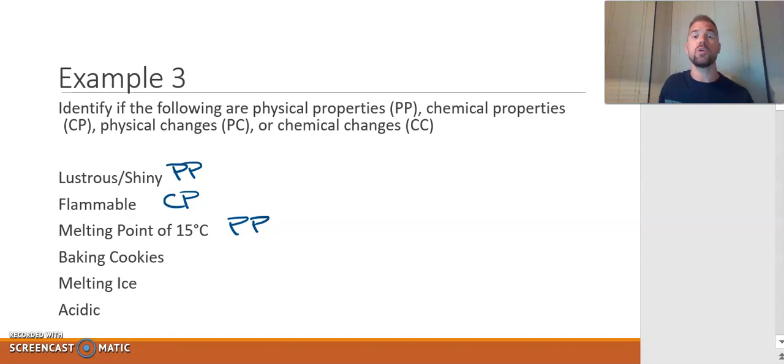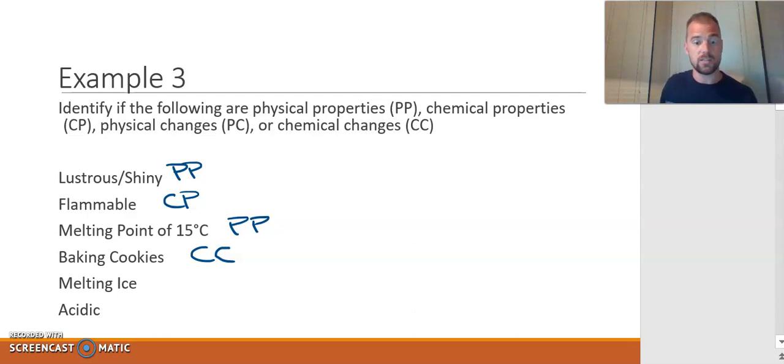Baking cookies. Notice that something's actually happening now. I'm not describing matter, I'm actually doing something. I'm baking. So it is a change. What kind of change is baking? Is it physical or chemical? That's a chemical change. Anytime you bake something, there are chemical processes that happen in the ingredients that cause the formation of something new. Most of the time, it's carbon dioxide when you bake.